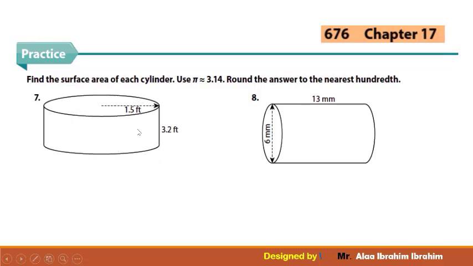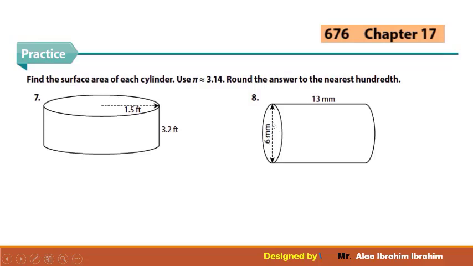Then I do the other part: 2 pi r times height. 2 pi r means I find the circumference, 2 times pi times r, and r is 1.5. Then I multiply by height 3.2. This is the result. I add it to the 2 times the area of the circles. The same example, we will take it together. Here the diameter is given, and I need the radius, so I divide by 2. My radius is 3.